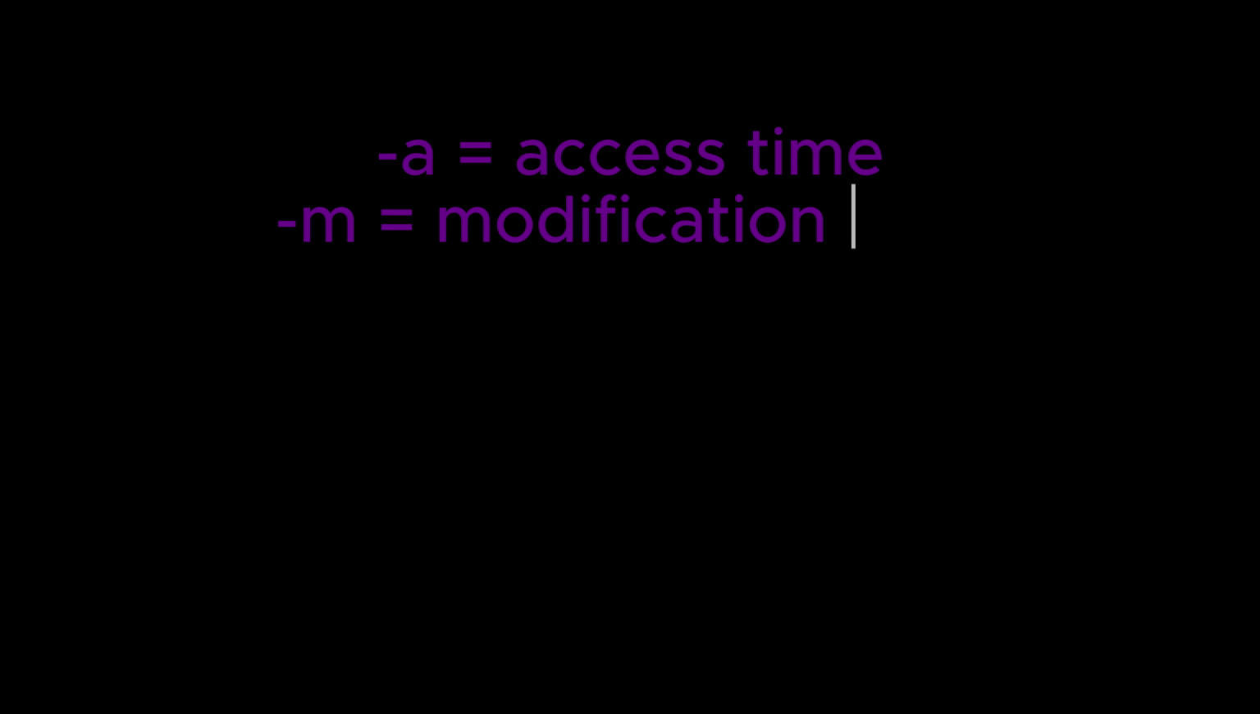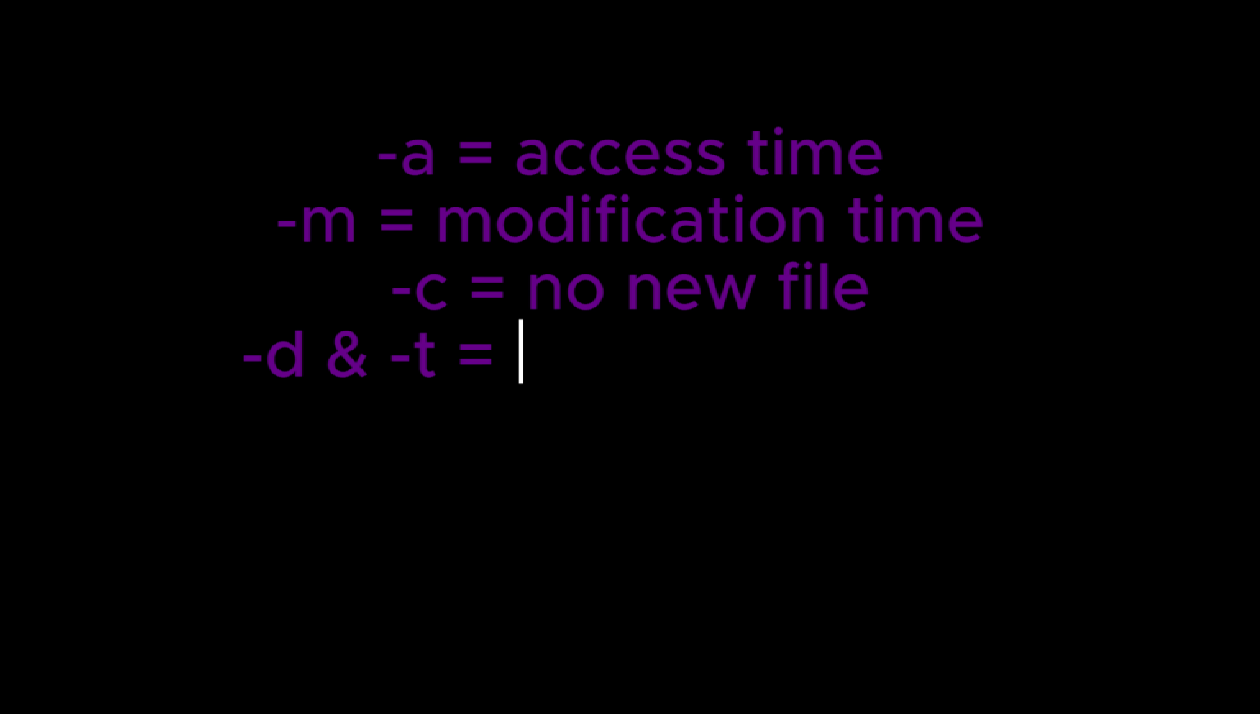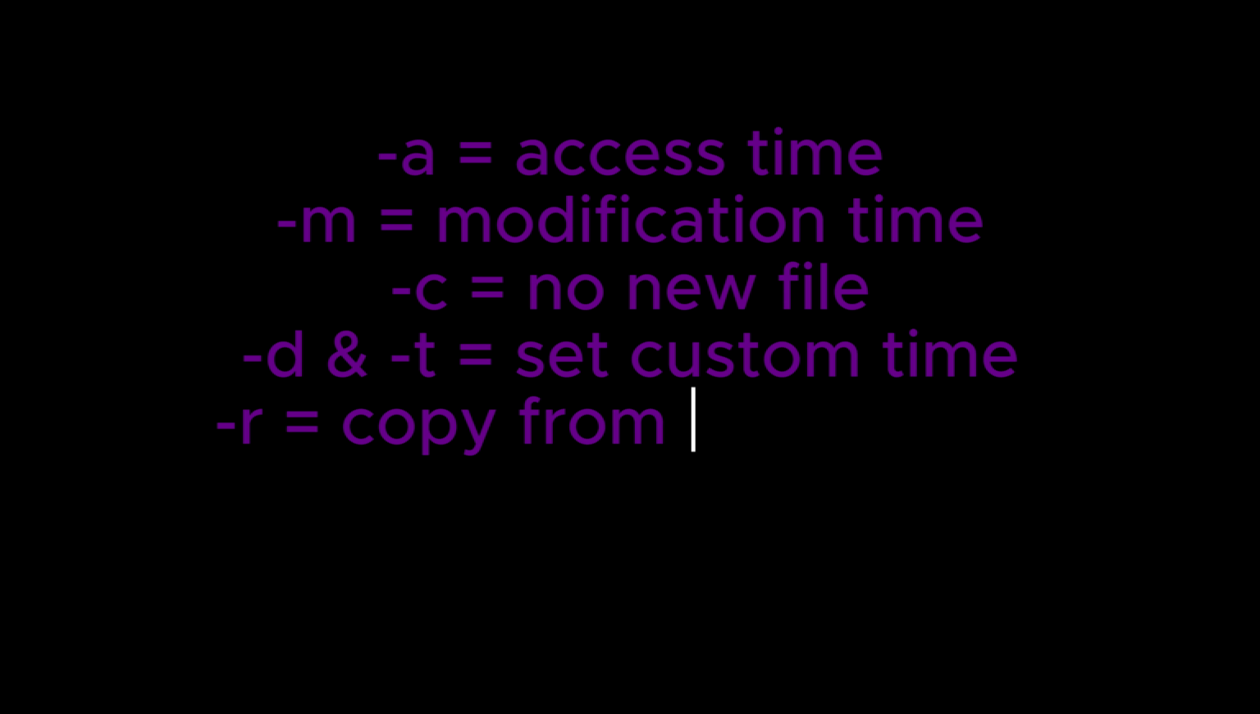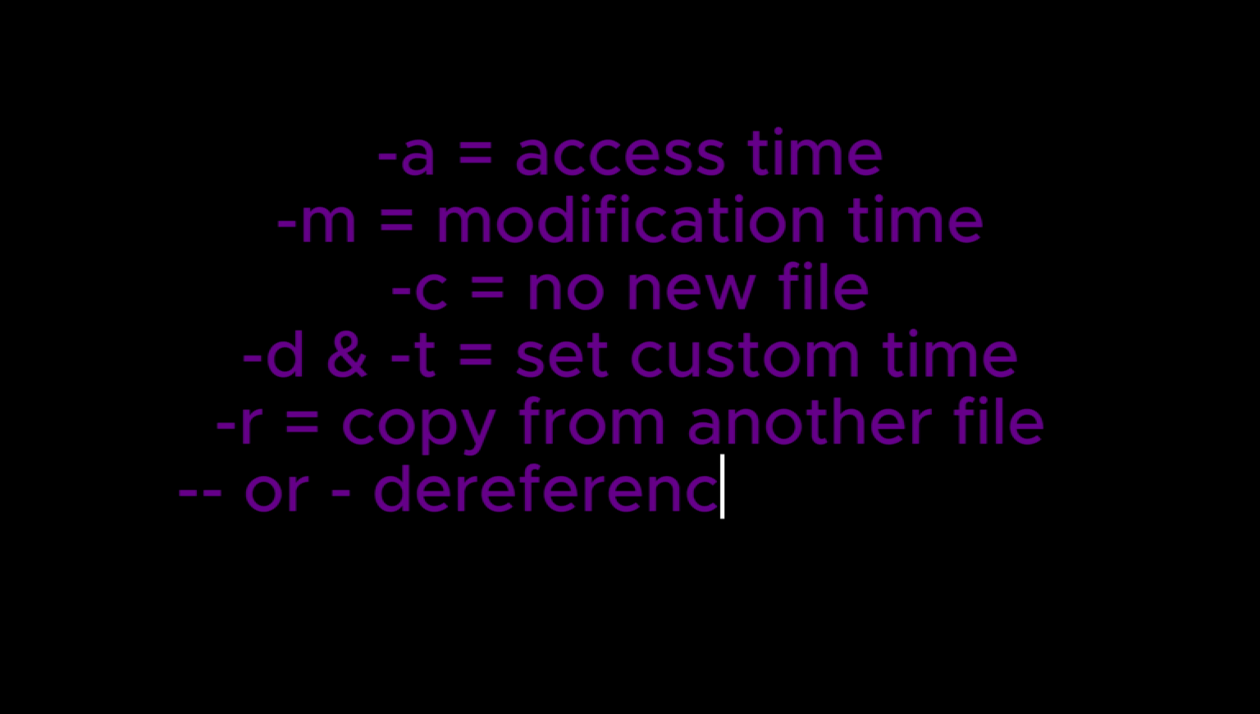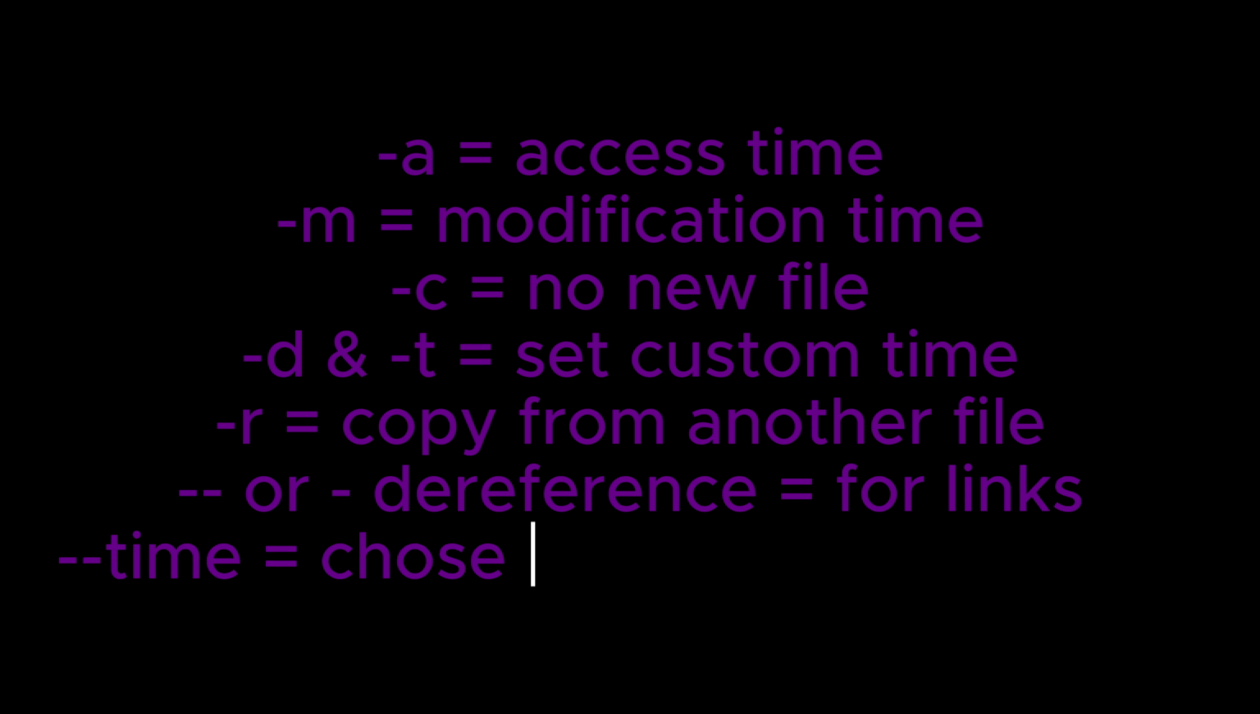Quick recap. -a access time. -m modification time. -c no new file. -d and -t set custom time. -r copy from another file. --no-dereference for links. --time=WORD chooses which time to change. And that's everything about the touch command and all its flags.